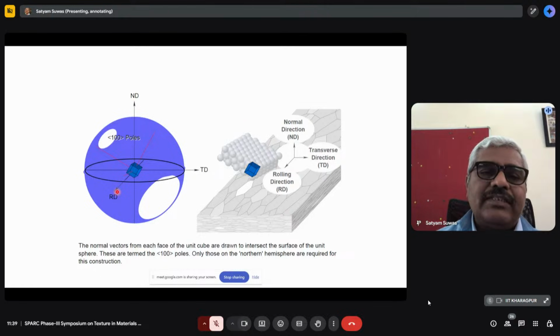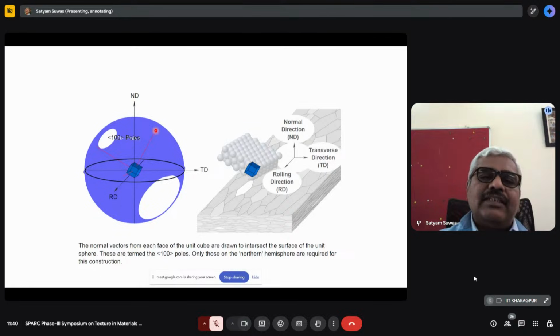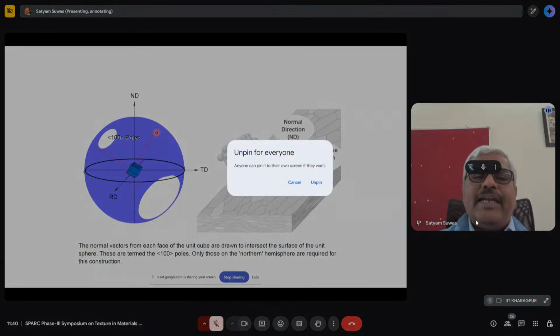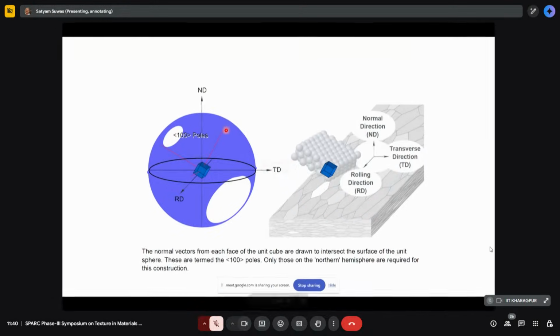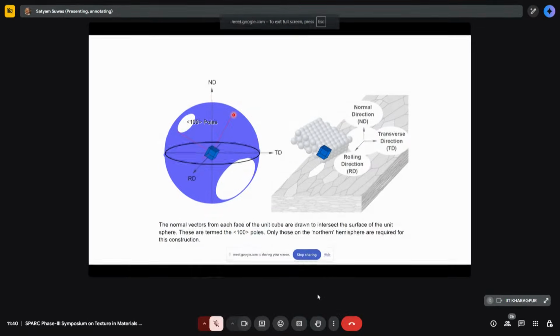Now what we do is we just draw a perpendicular normal to these planes. In this sphere, it is not showing that it is touching the inner surface, but it is not terminating before. It is touching the inner surface because it's a sphere. So you can see that this is just produced to touch the sphere surface.